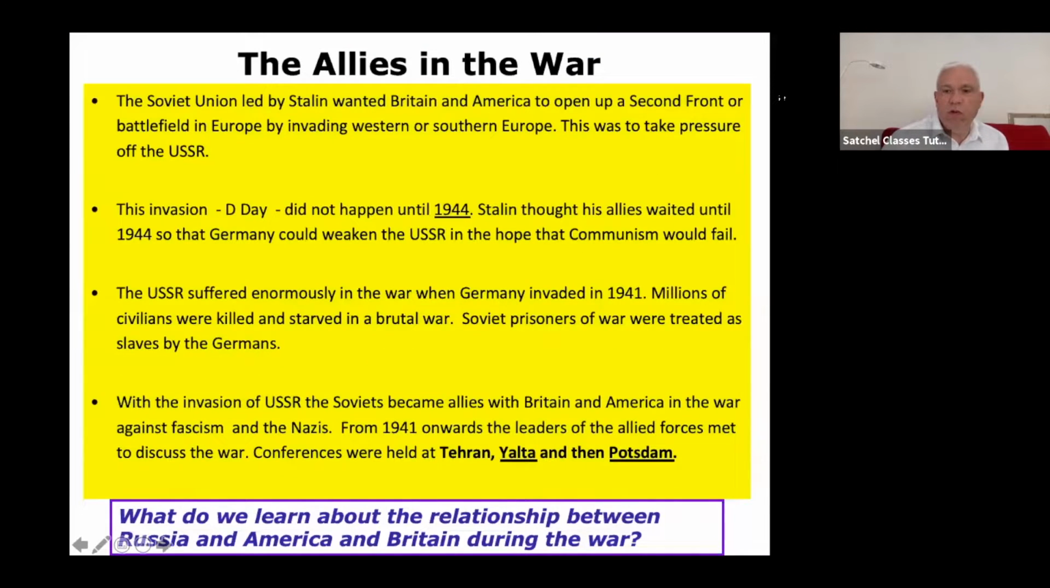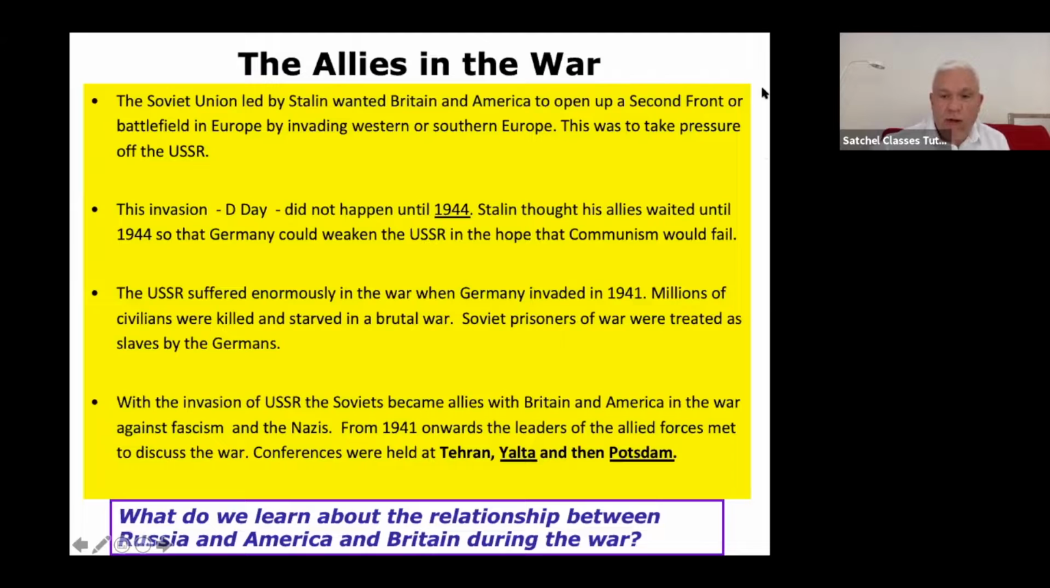One thing you've got to remember, if you can: the Soviet Union, led by Stalin, wanted Britain and America to open up a second front on the battlefield. Even though they had made an alliance with Germany at the beginning of the war, Germany started to attack the Soviet Union badly, and they suffered tremendously. Stalin, who was the leader of Russia at the time, wanted America and Britain to start up a second front to take away the pressure they were suffering. And it took a lot of argument. D-Day was that second front, but as some of you may know, it didn't happen until 1944.